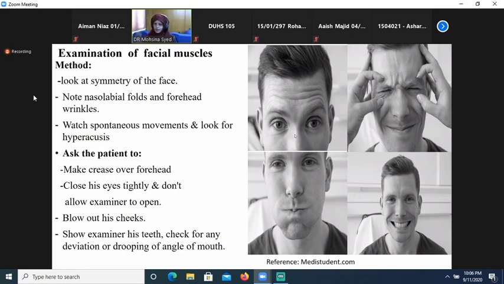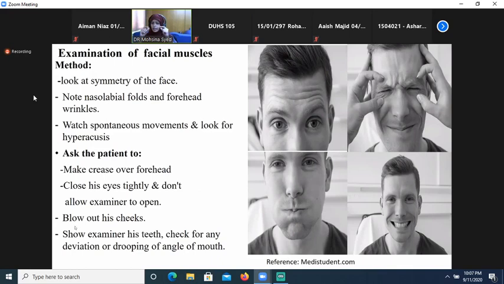After the inspection of the face, we ask the patient to do the following movements. First, we ask them to make creases over the forehead, or we just ask them to look at the roof. Then we ask them to close their eyes tightly like this, and not allow the examiner to open them.